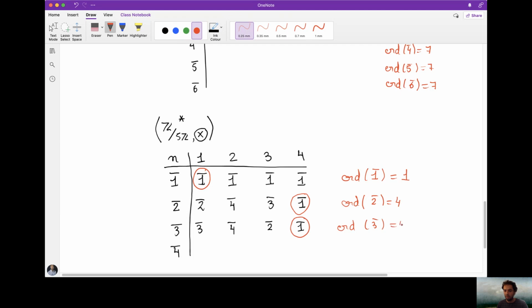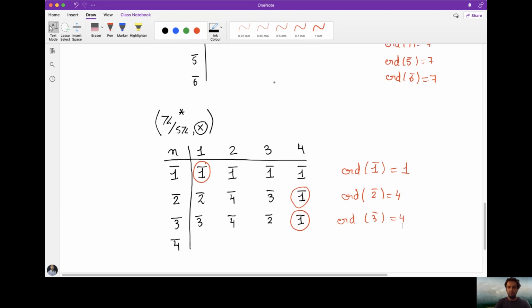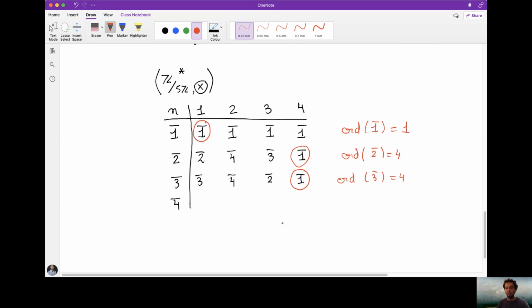Okay. And now you would think by the previous example that the order of 4 is also going to be 4. However, this is not the case, because 4 here is of course 4, but if you do 4 times 4 is 16, and 16 modulo 5 is 1. Okay, so here's the first time that 1 appears. Therefore, the order of 4 is 2. So here it will be 4 again and 1 again.